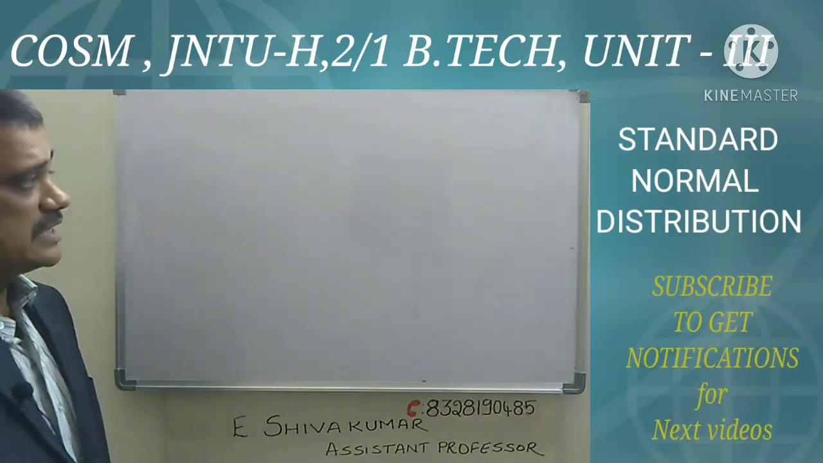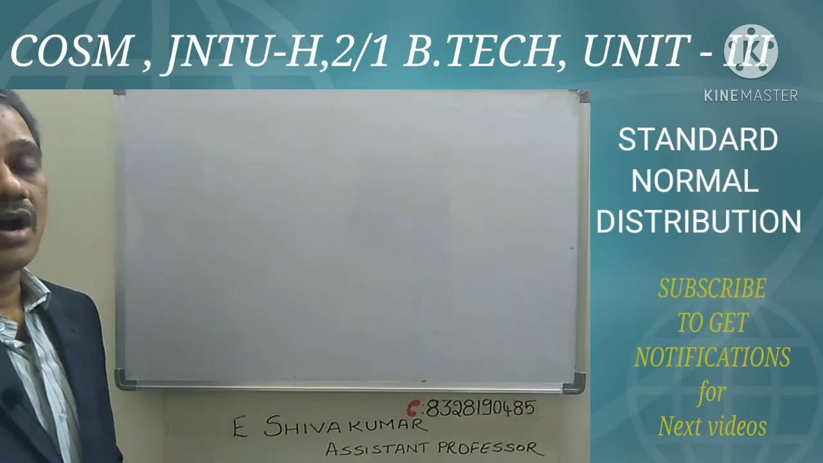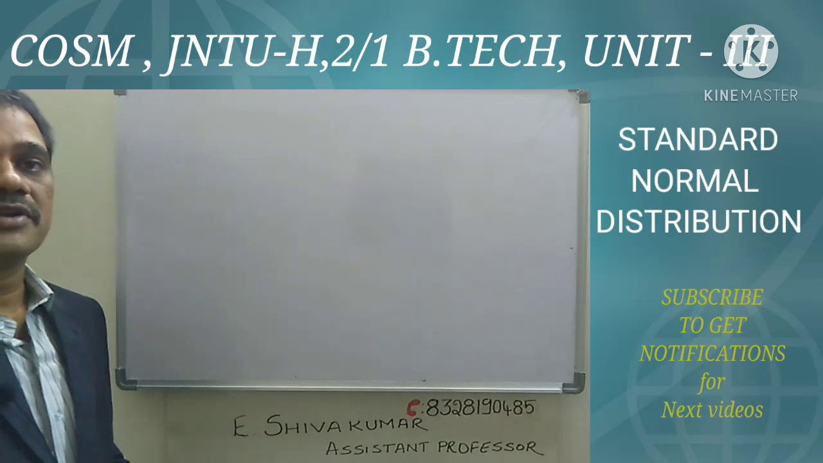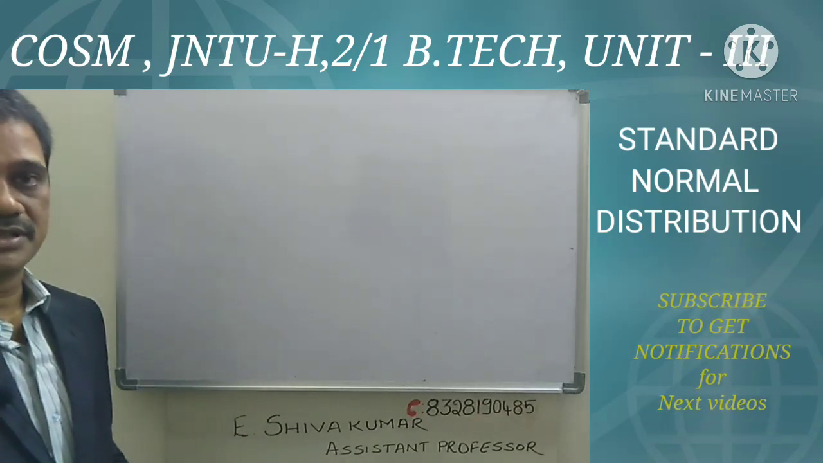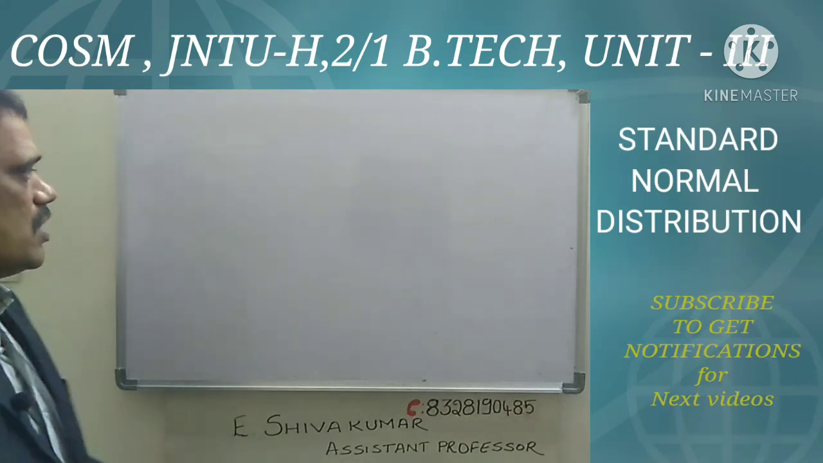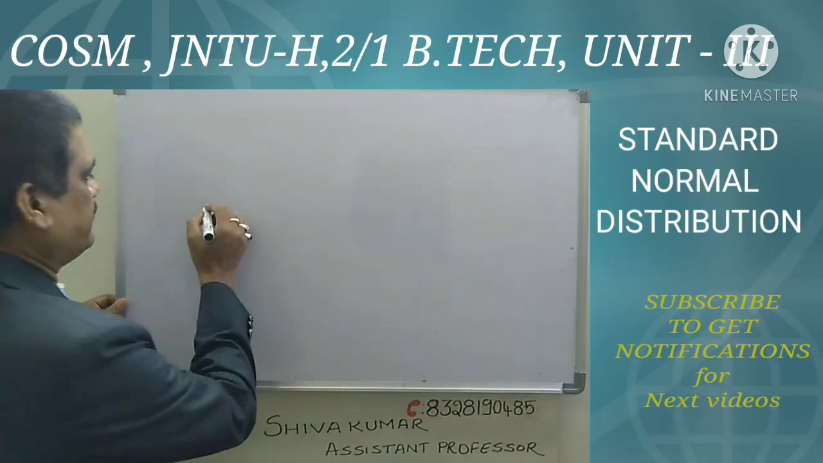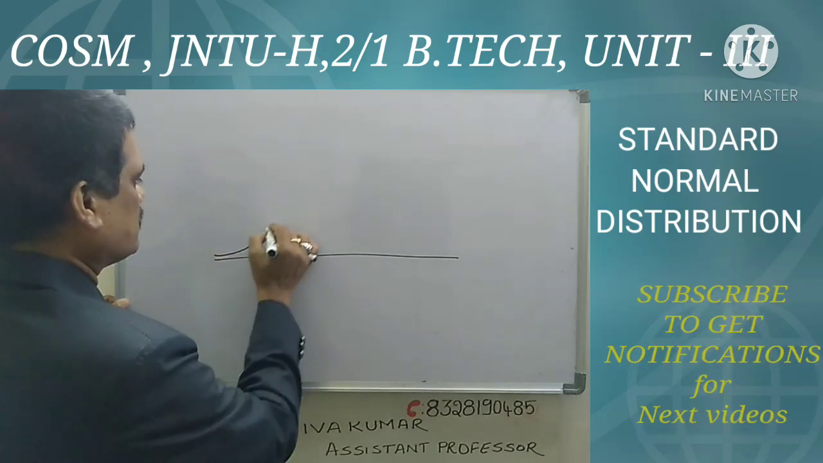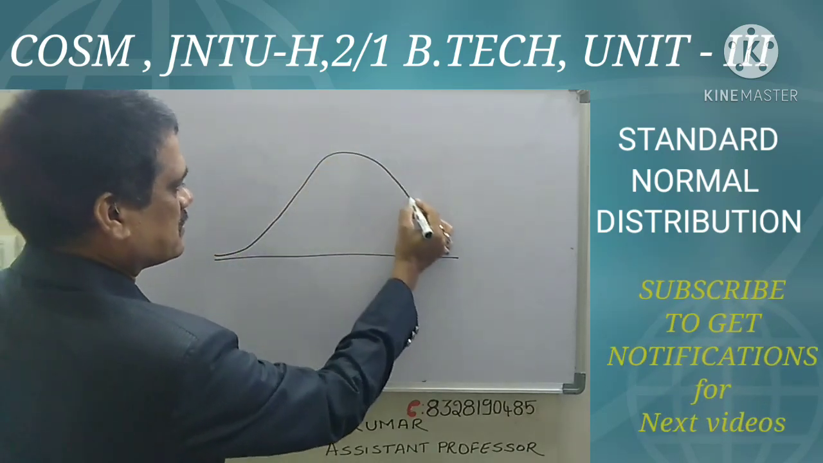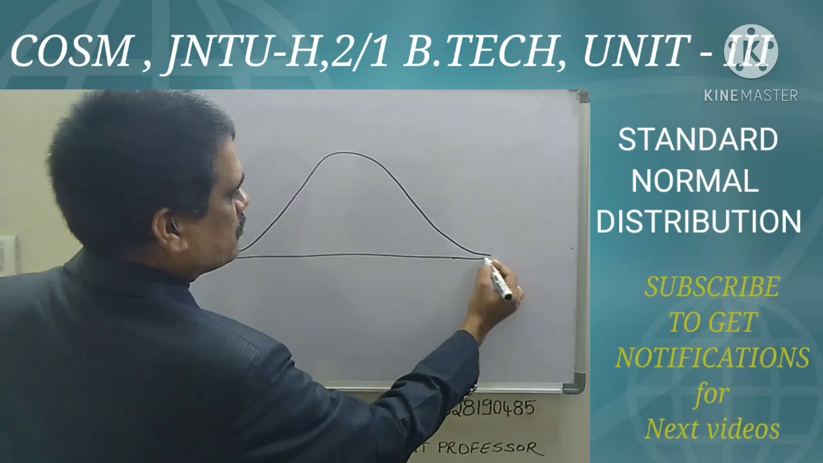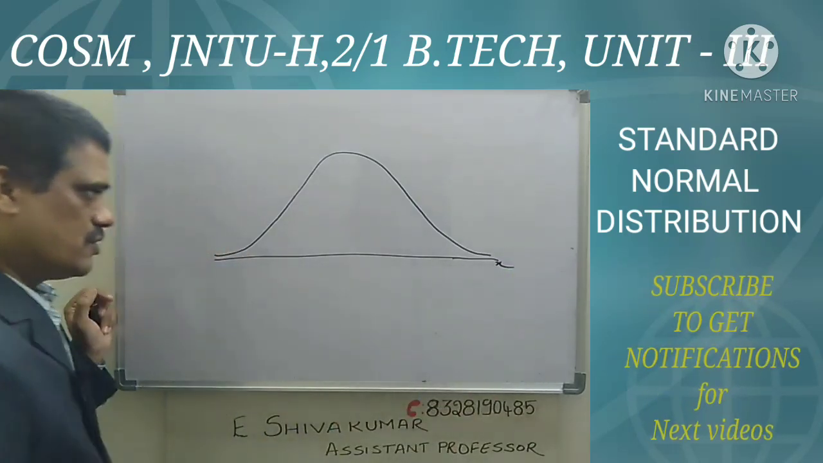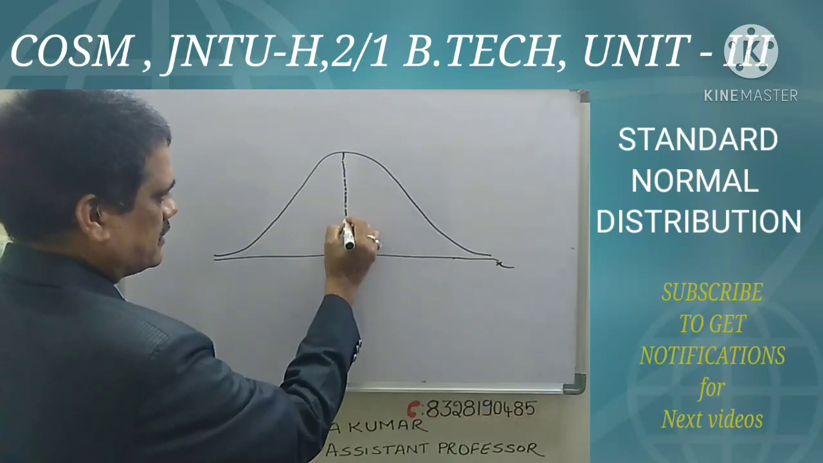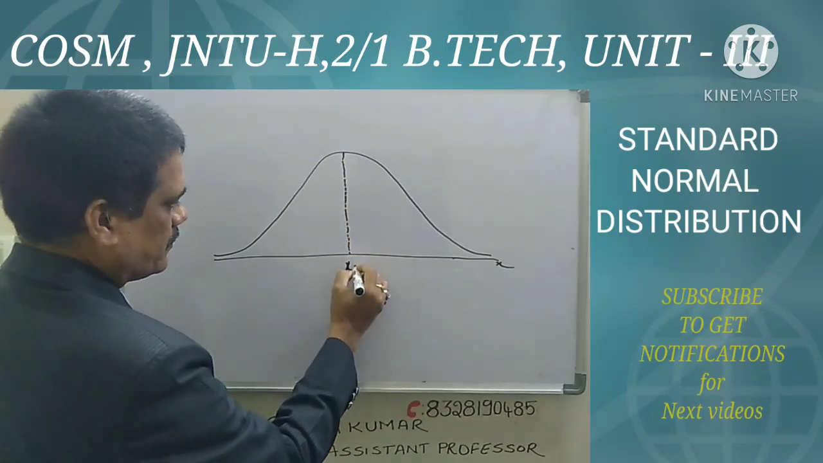Now I will explain the areas under the normal curve, how we have to calculate the areas under the normal curve by converting into the standard normal variate. For example, this is a normal curve. We know this normal curve should be like this. It is asymptotic to the x-axis. There is a peak here, at x equals mu.